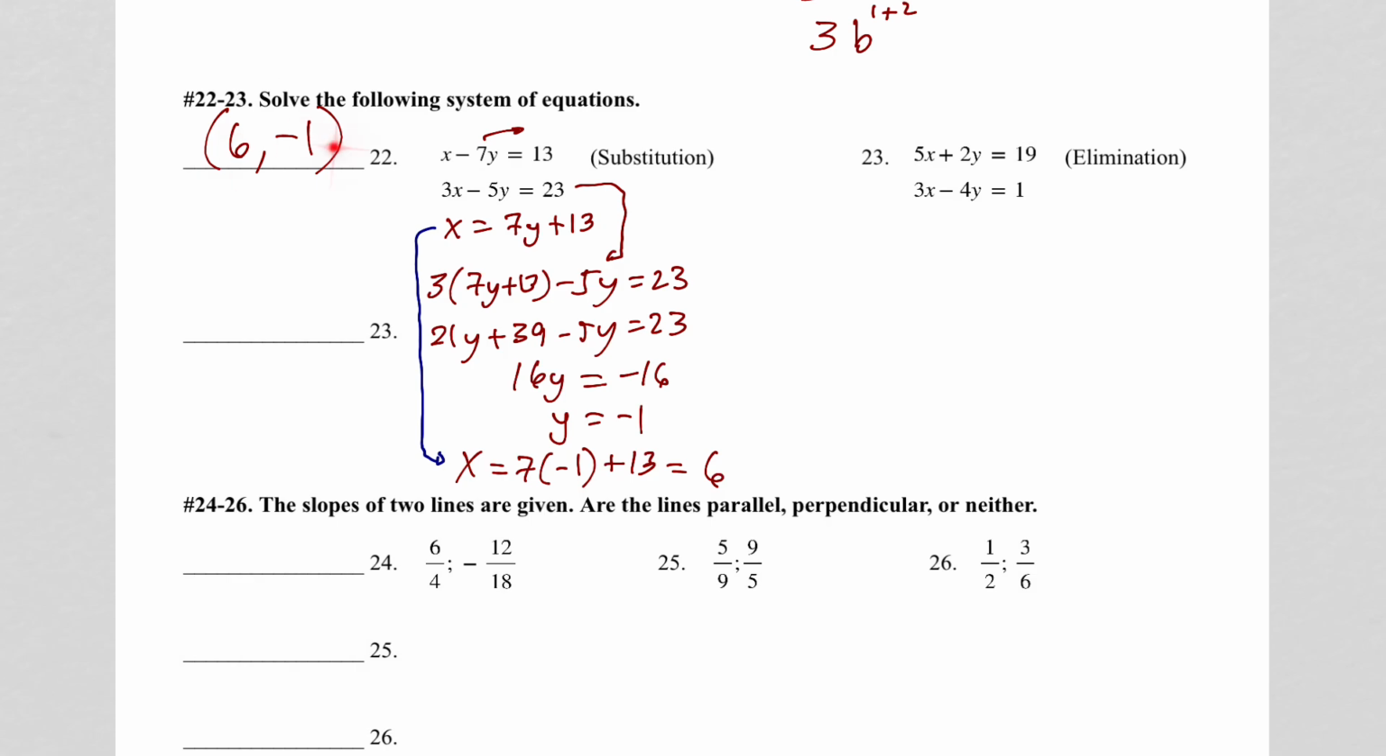You should always double check that these work in those equations. It's an easy check to do.